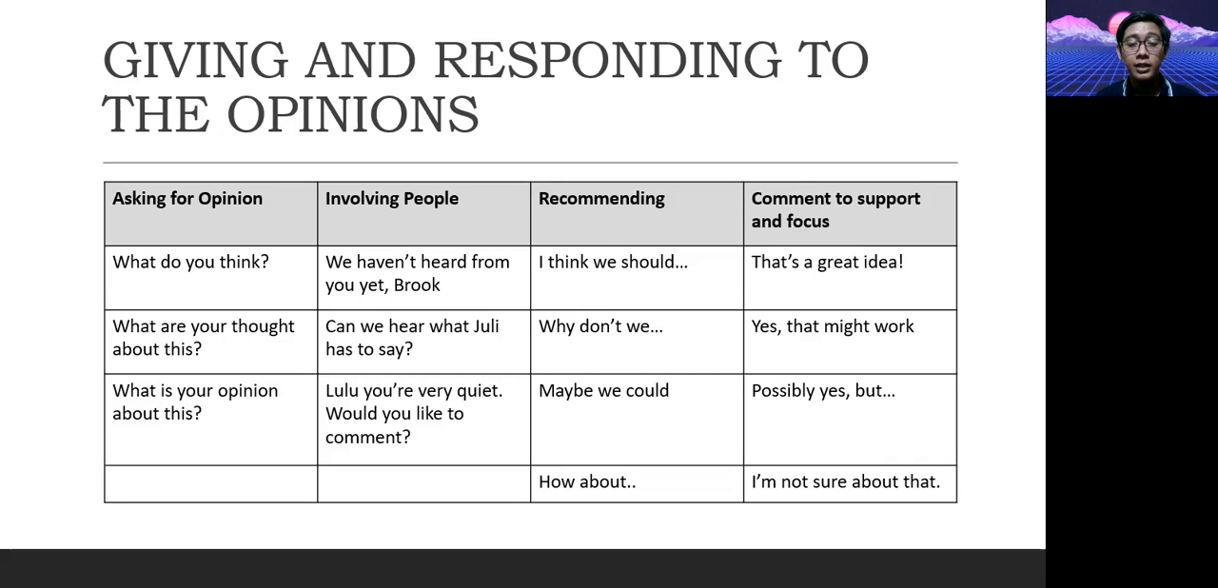So there are some expressions that we can use for asking opinions, involving people, recommending, and commenting to support and focus. For the first one, asking for opinion, the expressions that we can use are: what do you think? What are your thoughts about this? And what is your opinion about this?